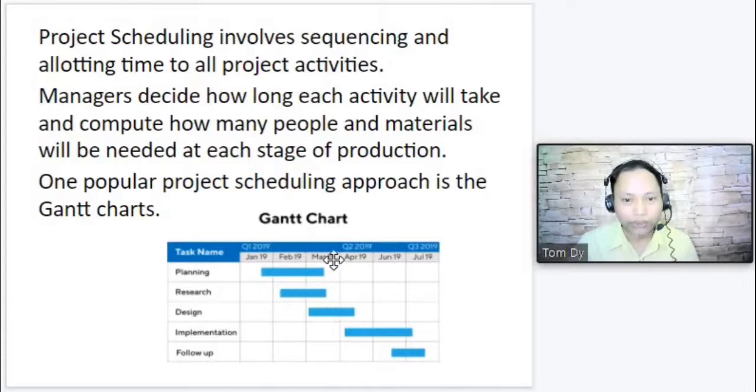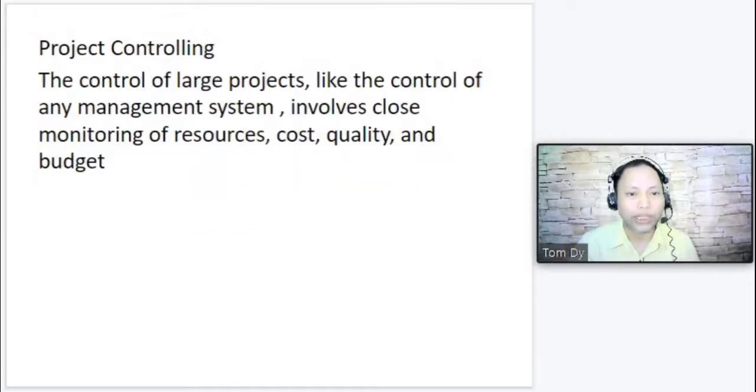And then design will start from March 19 to April 19. Implementation starts from April 19 and goes to July 19. And of course, the follow-up is June 19 to July 19. This is just an example of a Gantt chart. So again, that is for project scheduling.